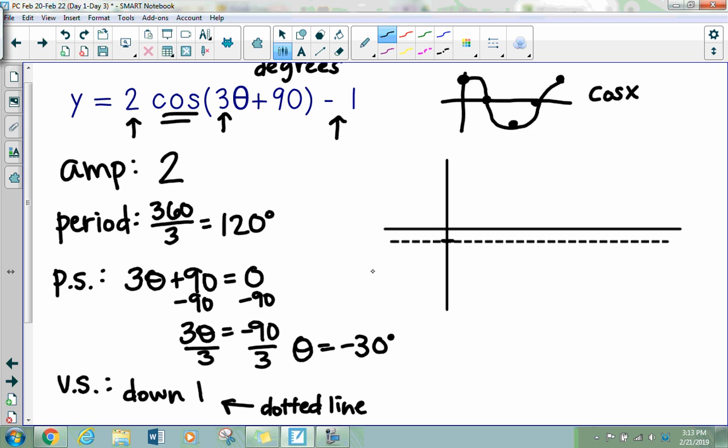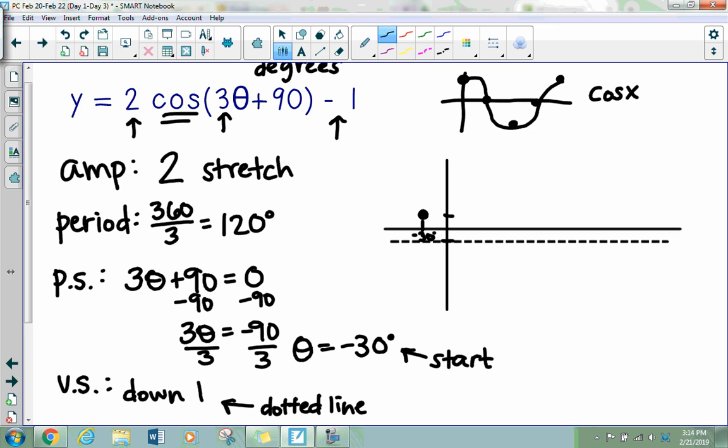After you've plotted that dotted line, then go to your phase shift, because this value tells you where you're going to start. Normally we'd start at 0, but in this case we need to go left 30 degrees. So this would be negative 30. Now usually, like I said, cosine starts above the x-axis 1, but in this case we're not going to start above our axis 1, we're going to actually start above our axis 2, because we got stretched by 2. So left at negative 30, from our down 1 horizontal line, we're going to need to stretch up 2, so that's up 1, up 2, that's our new starting point.